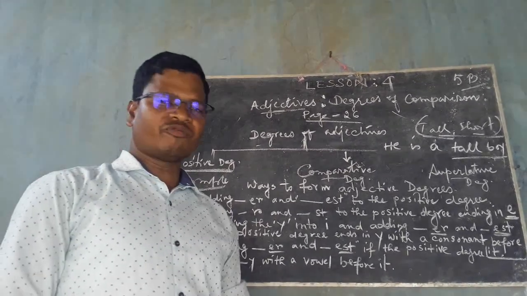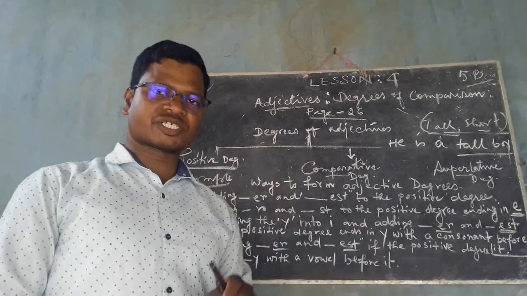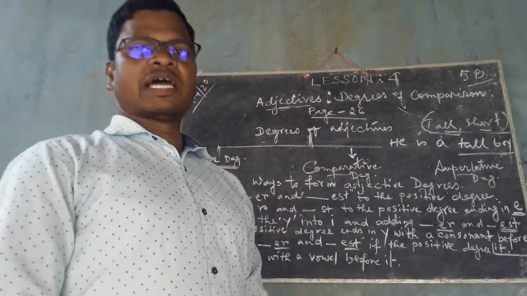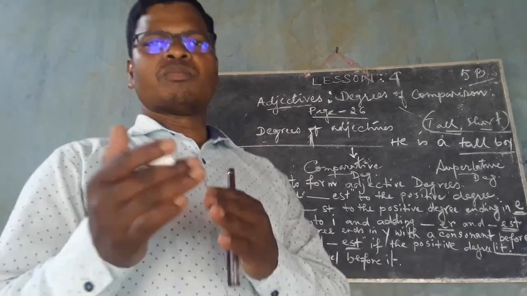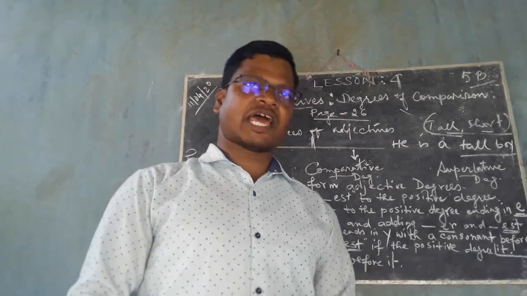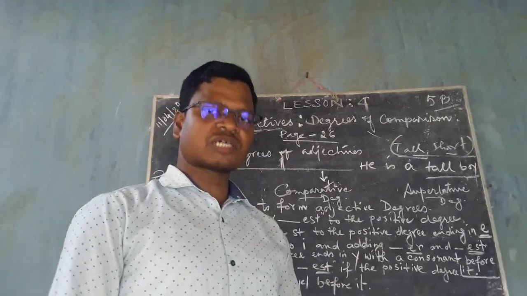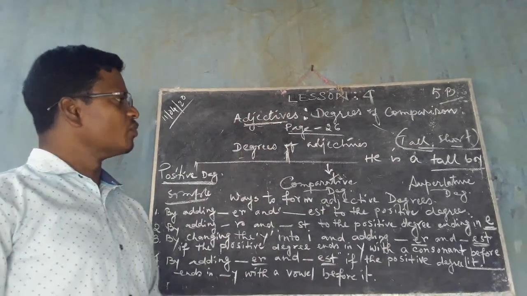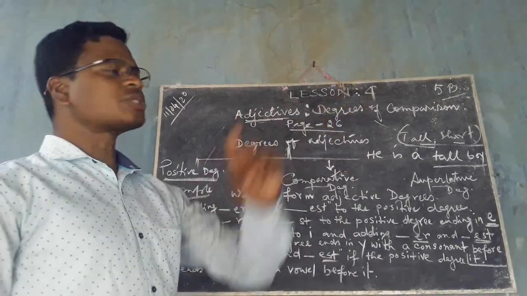So first of all, we need to understand what adjectives are, or what is an adjective. What does an adjective do? An adjective tells us more about a noun or pronoun. It describes; it tells us more about a noun. So that is adjectives. Now we'll have to understand the degrees of comparison.